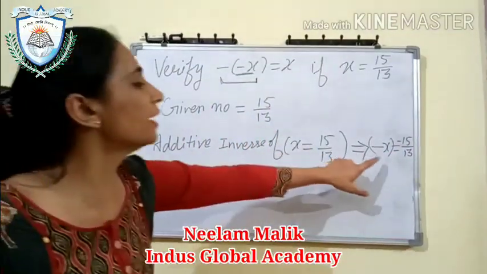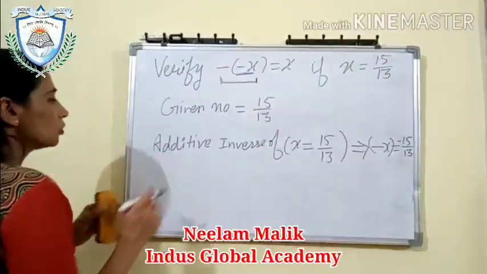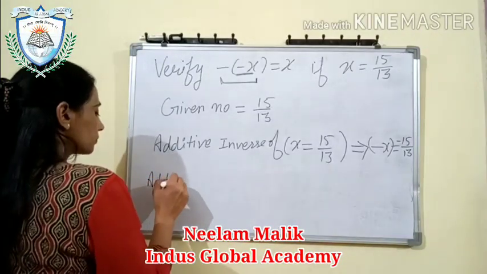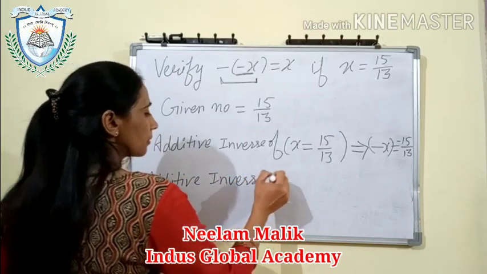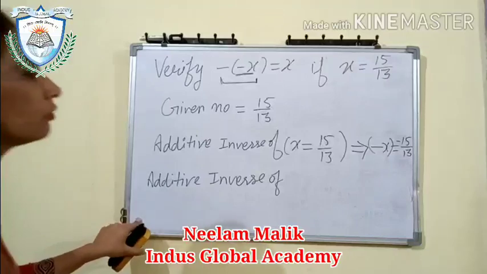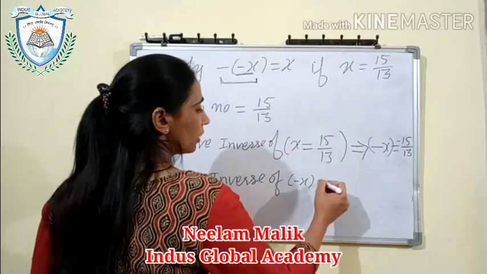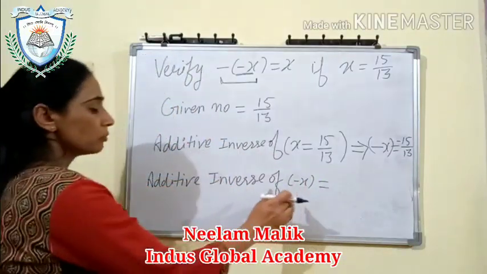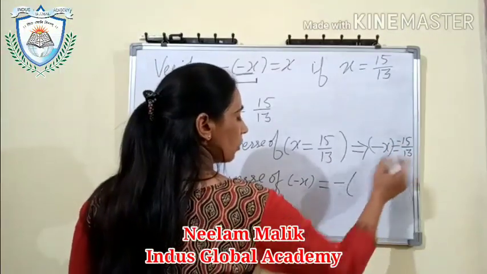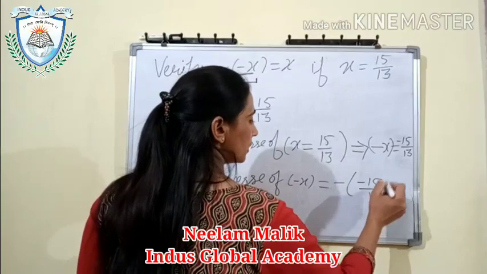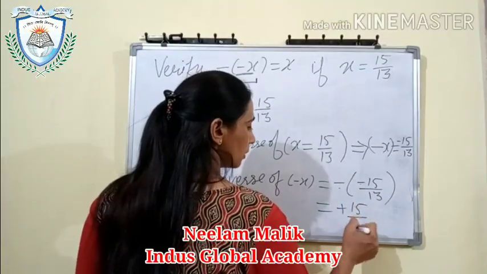Further, we have to do the additive inverse of this number. Okay, so now do the additive inverse of this, additive inverse of minus x. So what will be that? It will be changed: minus of minus 15 upon 13. Yes, so what will it be? Minus minus plus 15 upon 13.